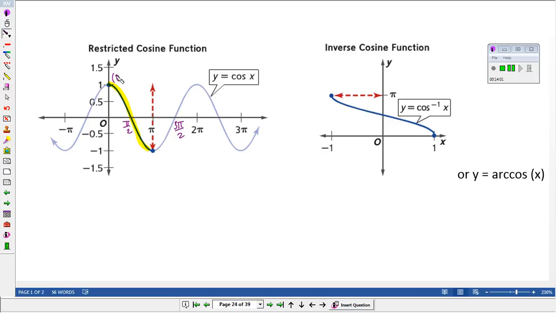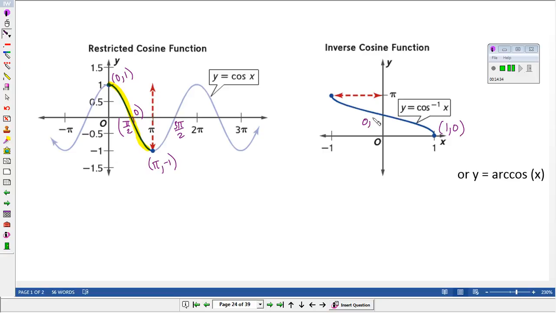So pick one piece, and the next step we're going to do is pick 3 points on the piece. The point right here will be (0, 1). The point right here will be (pi over 2, 0). And the point right here will be (pi, -1). Now you have the 3 points, and then you are going to graph the inverse of cosine by interchanging those 3 points. So the point (0, 1) now becomes (1, 0).